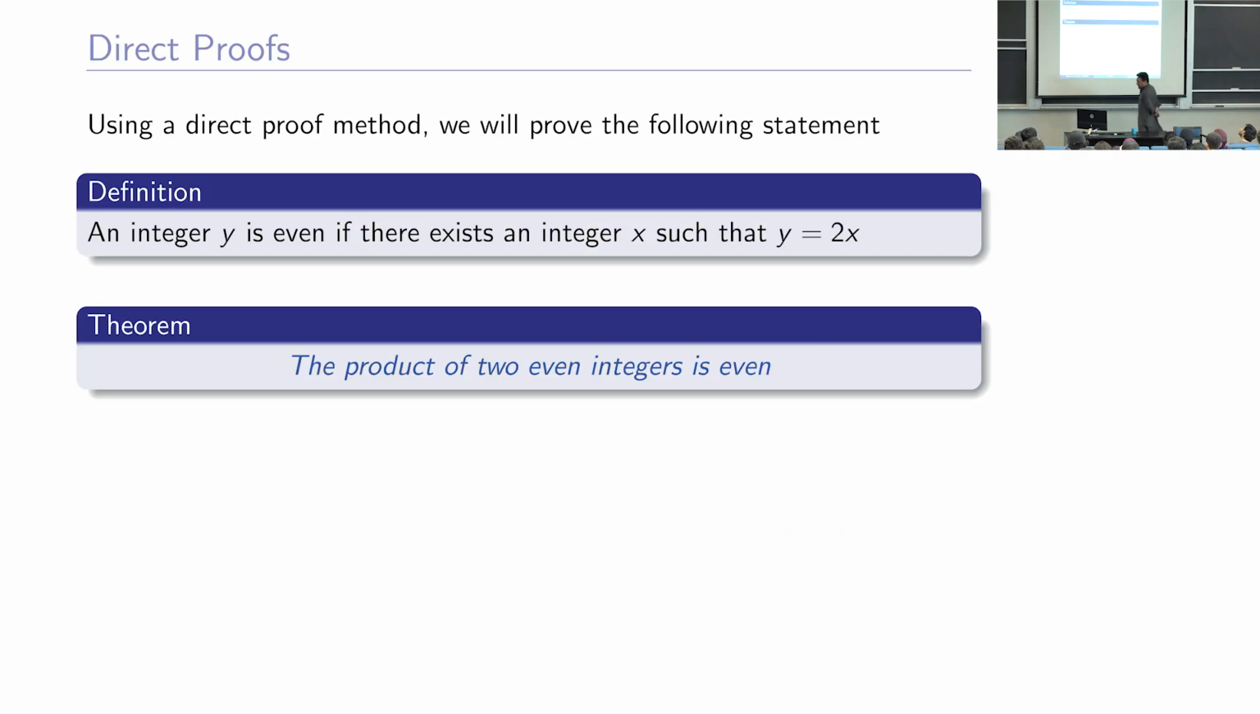So it's an example. The product of 2 even integers is even. Very simple statement, everyone knows it, right? So let's see where is the implication of this thing.